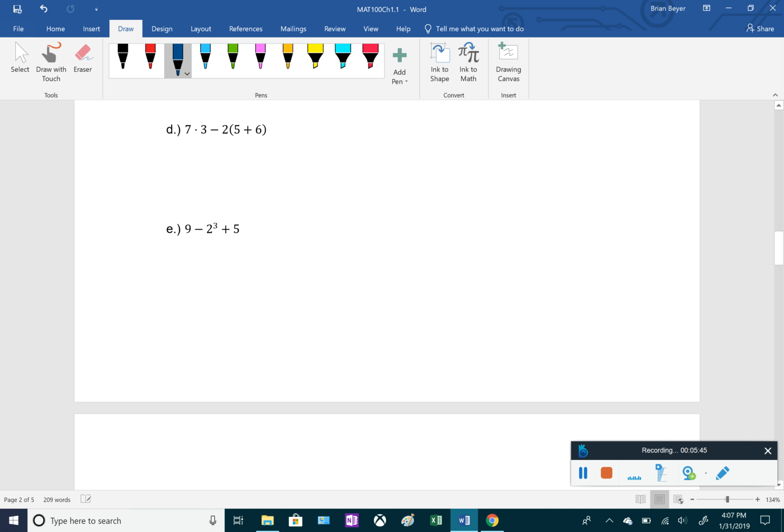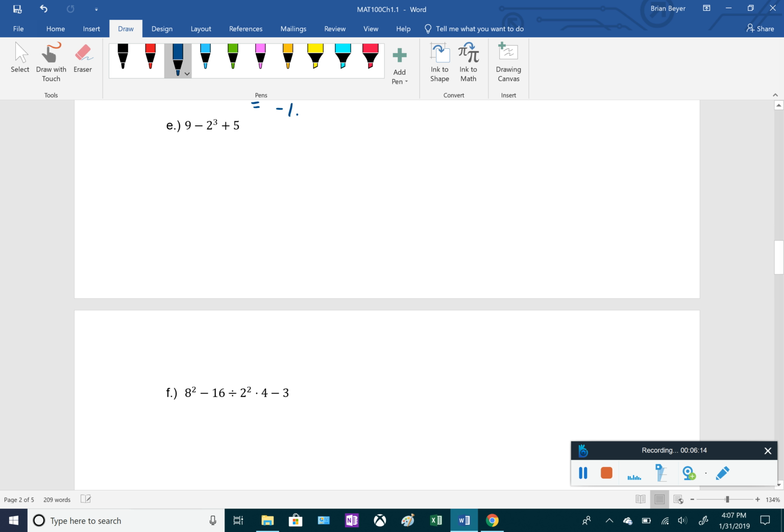Okay, start to get a little bit harder here. We have 7 times (3 minus 2 times (5 plus 6)). So parentheses first, so I'm not going to do anything except for what's inside those parentheses. 5 plus 6 is 11. So we have 7 times (3 minus 2 times 11). So 7 times 3 is 21, minus 2 times 11 is 22. 21 minus 22 is negative 1.